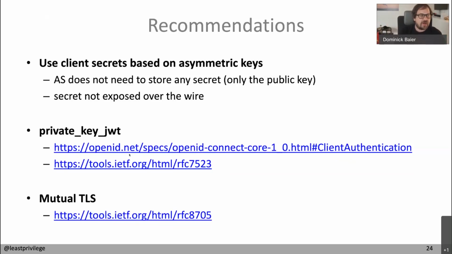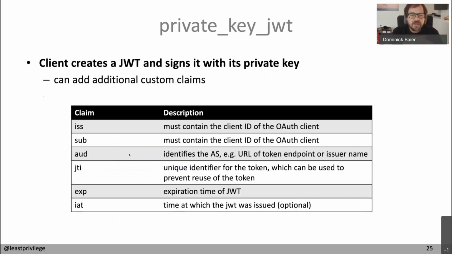Okay, let's have a look at private key JWT. Basically the idea is that instead of sending the shared secret over the wire, the client, similar to the idea with signed authorize requests, creates a JSON Web Token and signs it with the private key. This is used as a replacement for the secret, because now the client has a piece of data that proves that he knows the client key, the private key, sorry.